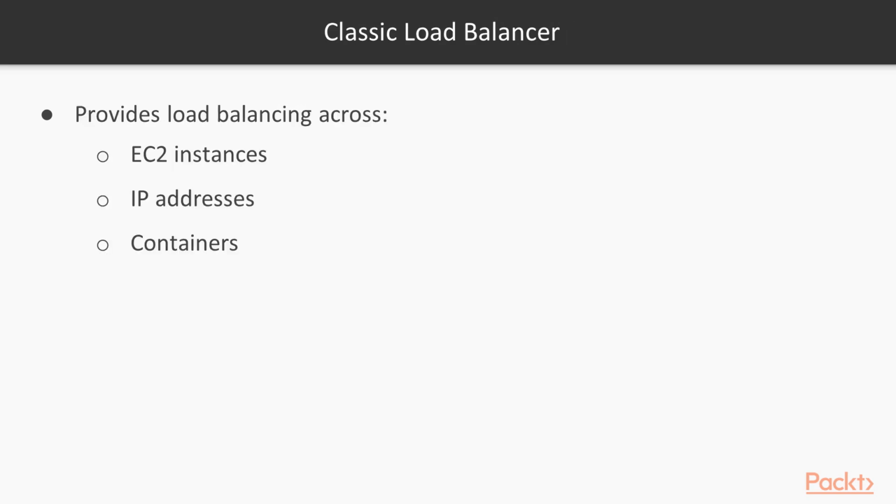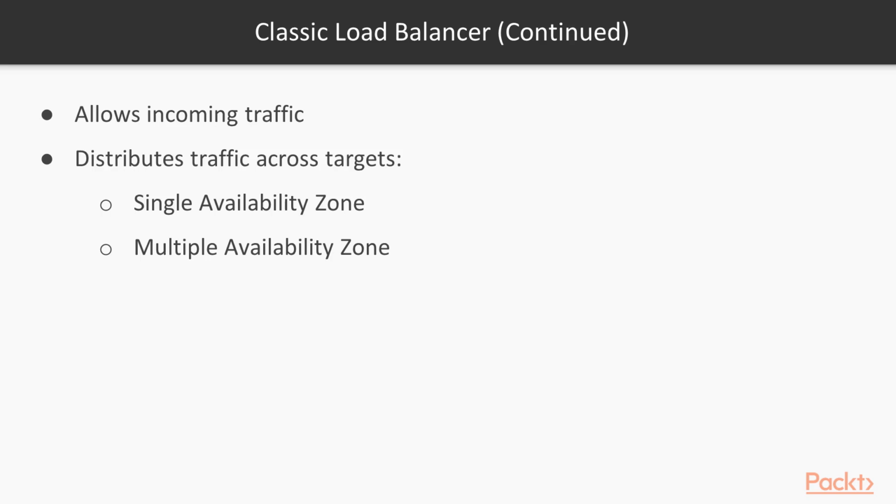The last type is Classic Load Balancer. It provides basic load balancing across EC2 instances, IP addresses, and containers within EC2 Classic Network. It allows incoming traffic and distributes it within a single availability zone or multiple availability zones.